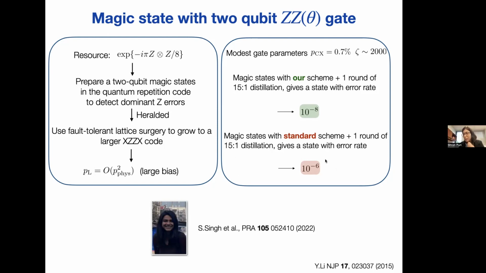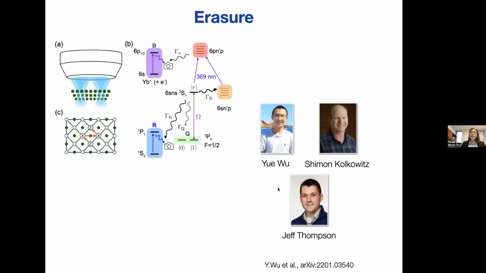Okay, so an error rate of 10 to the power minus 6 is not sufficient to give you quantum advantage, but an error rate of 10 to the minus 8 is. Okay, so the next error type that I want to talk about is erasures, and this was the work done with Jeff Thompson's group in Princeton, and he was really the person driving this project.